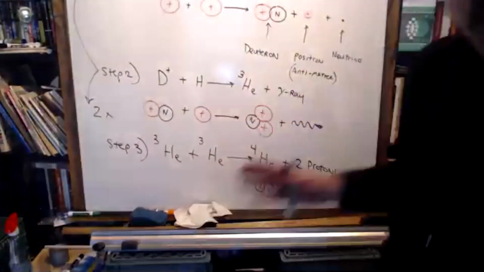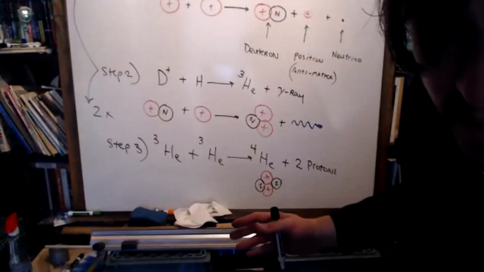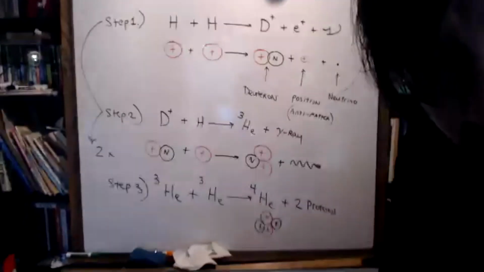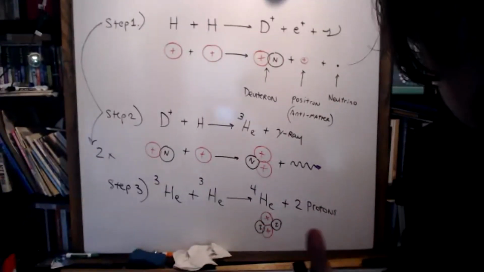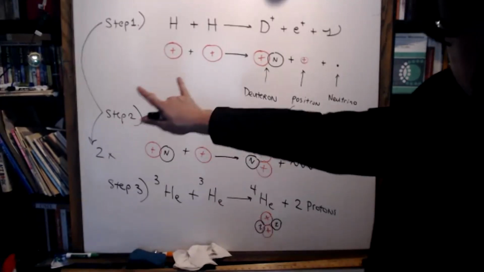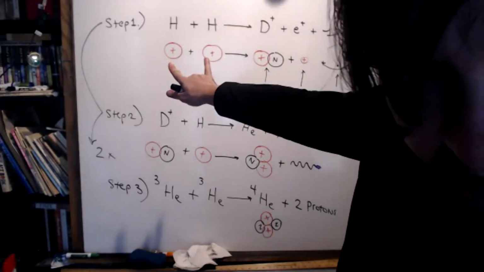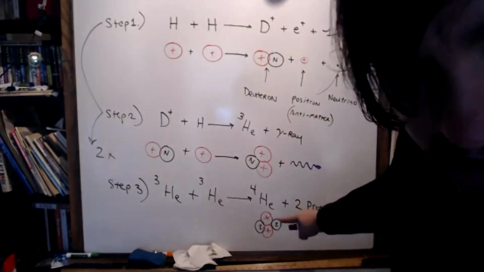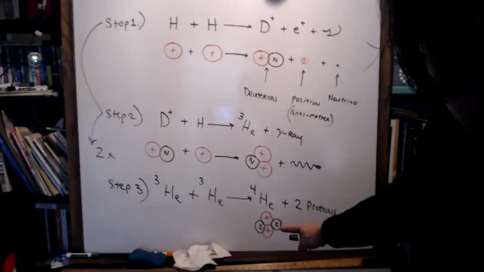Every time one of these reactions takes place, you transform the chemical composition of the universe itself. The universe ends up with a little less hydrogen. The universe ends up with a little more helium.